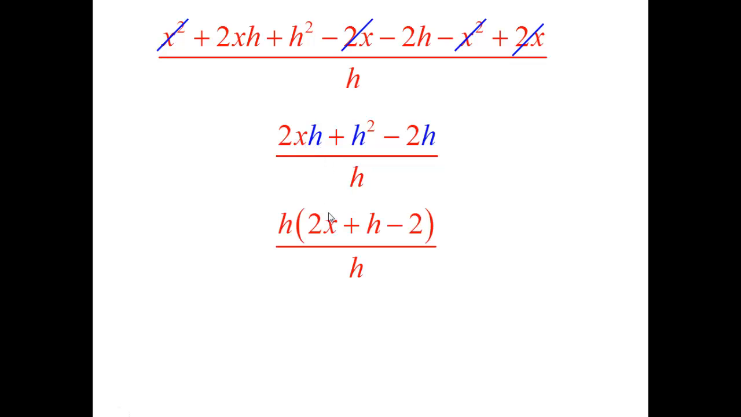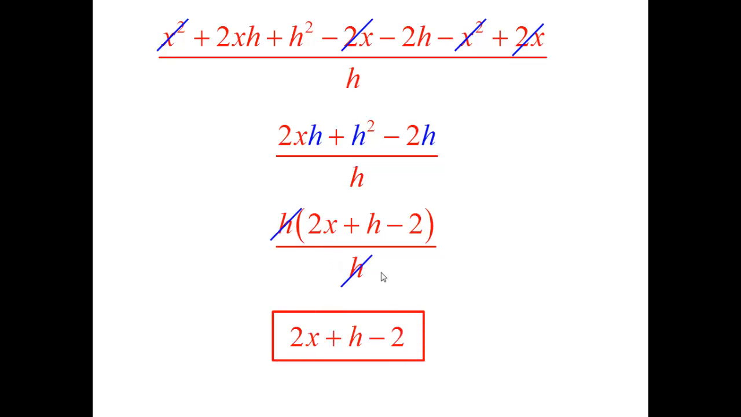So 2xh becomes 2x, h squared becomes h, 2h becomes 2, the h goes to the outside, and notice I have an h on the top, I have an h on the bottom. We can cancel out that h, and we're left with 2x plus h minus 2. So that formula right there represents the slope of the curve, x squared minus 2x, at any given x value, 2x plus h minus 2.